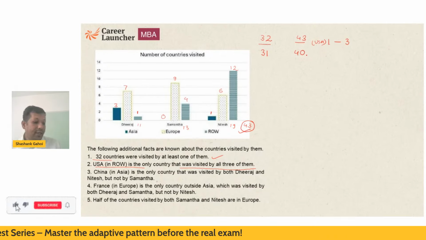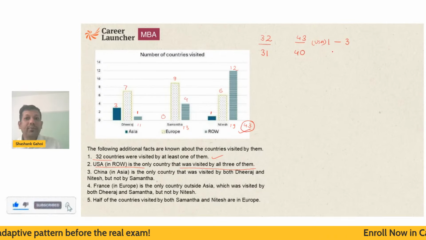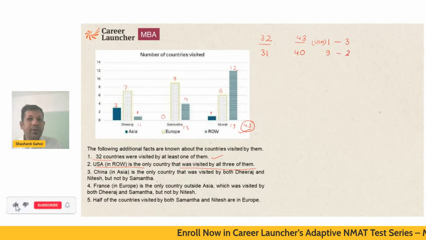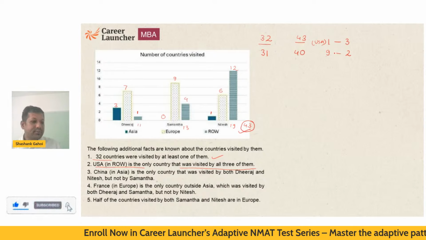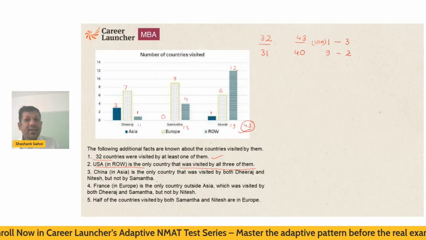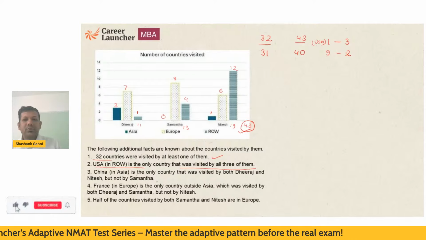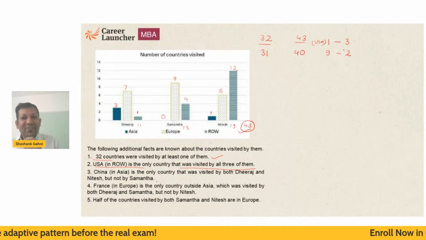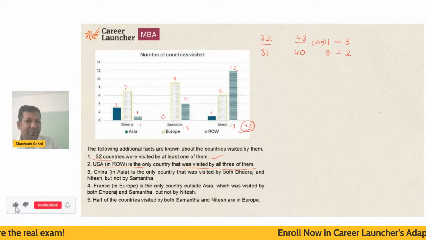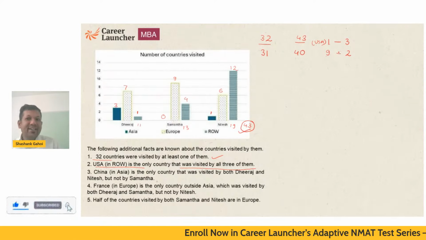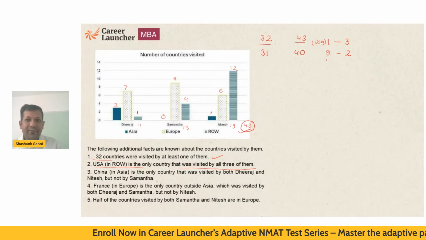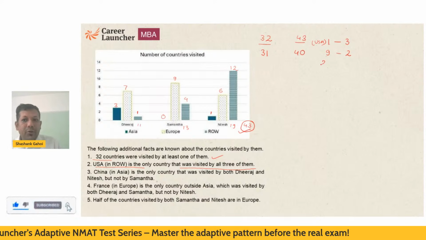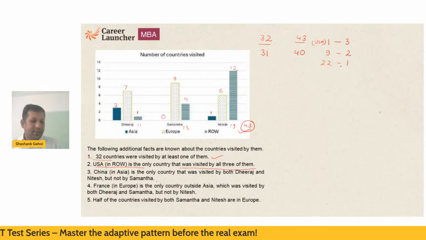Right? So 31 toffees are gone. Remaining are 9. So 9 people are going to get 1 more toffee. So 9 people are going to get exactly 2 toffees. So 9 countries are visited by exactly 2 people. Sorry, I think I got confused. Okay. So 1 country is visited by 3 people. Fine. And 9 countries are visited by exactly 2 people. Fine. So basically 18 toffees are gone. So remaining are 22. So 22 countries are visited by exactly 1 person.